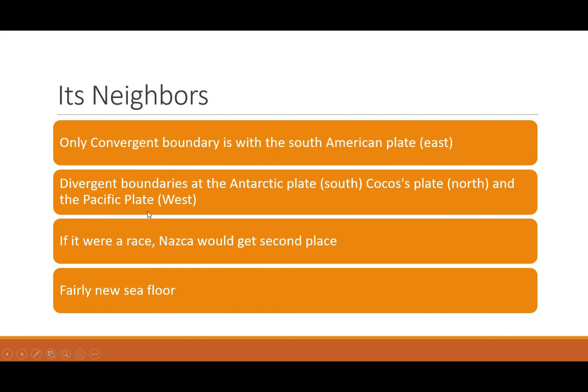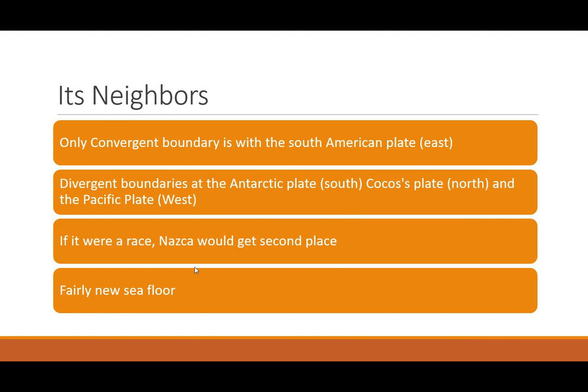And then compared to its neighbors, Nazca is one of the fastest moving. If it were a race, Nazca would get second place because it's the second fastest out of its neighbors. The Pacific Plate is the fastest. It actually has the biggest range as well. It's 56 to 102 millimeters per year, while Nazca moves at approximately 80 millimeters per year. So it's a little bit less than that highest 102 millimeters that the Pacific Plate has.